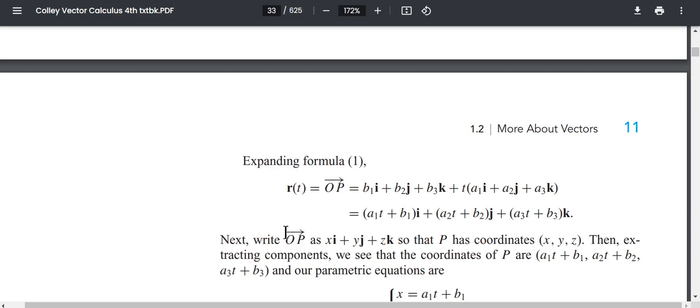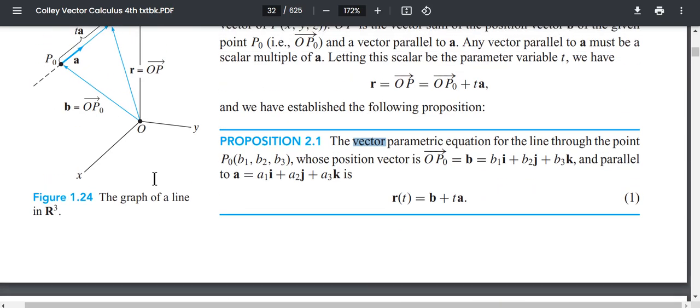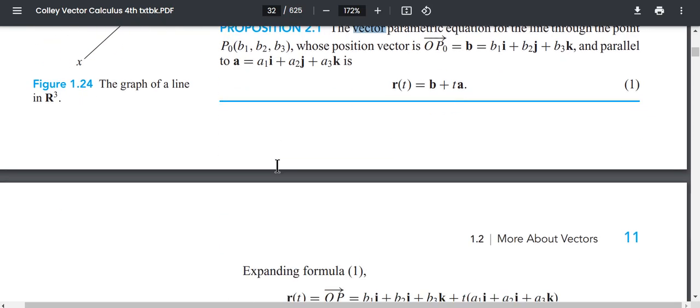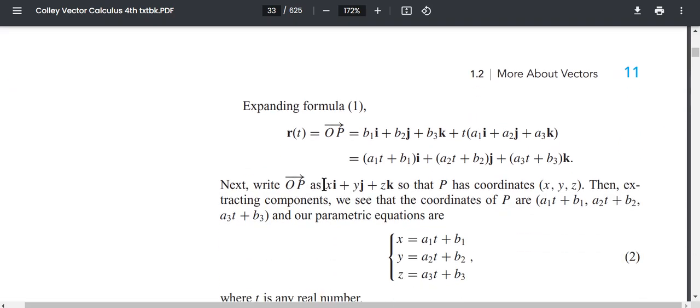Okay, now r or OP, we can write it as, like we said, the coordinates are going to be general, just x, y, and z. On the left-hand side we have i, j, and k, and on the right-hand side we have i, j, and k. So we equate the coefficients of i on the left with the coefficients of i on the right, and this is going to give us three different equations.